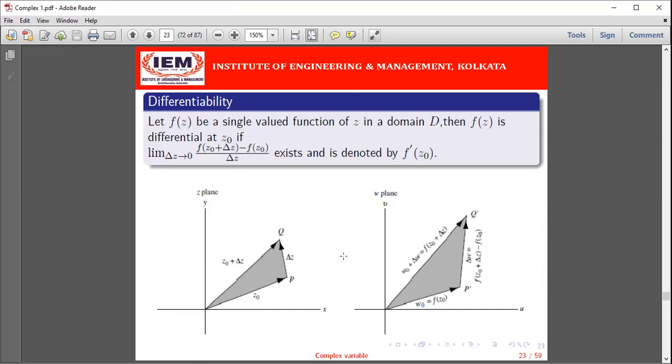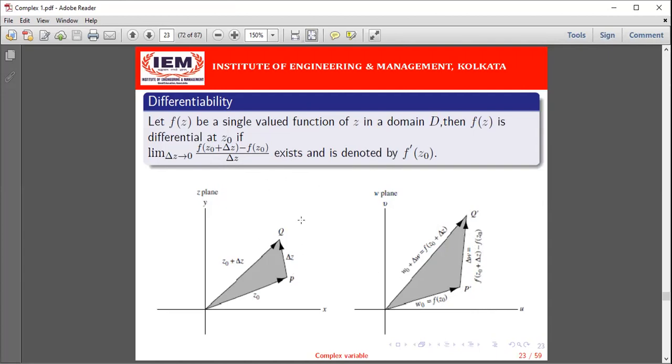So what we are doing here is measuring the rate of change of the dependent variable with respect to the independent variable. The change in the dependent variable we get from the w plane, that is P prime Q prime, and the change in the independent variable we get from the vector PQ in the z plane, that is del z. So f of z0 plus del z minus f of z0 by del z, if this limiting value exists as del z tends to 0, that means if P comes closer to Q, similarly P dash will also be closer to Q prime.